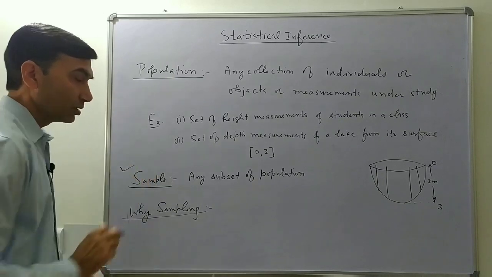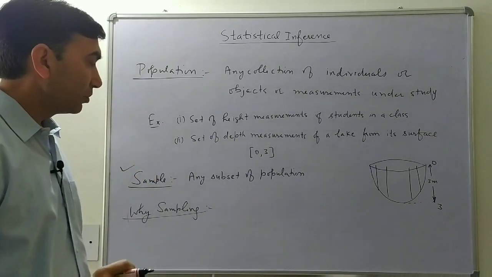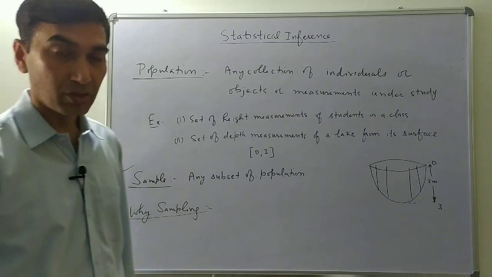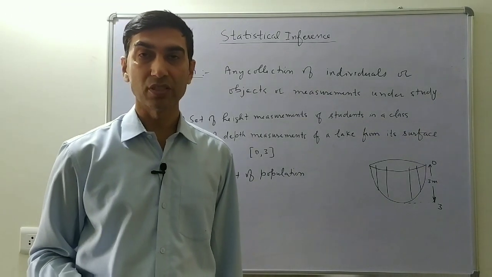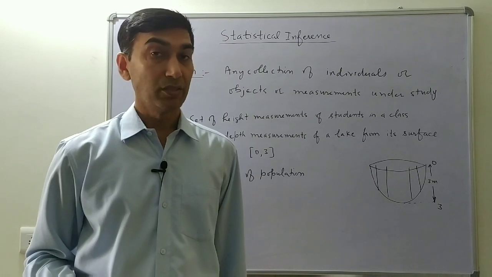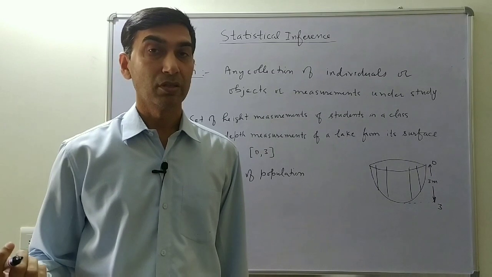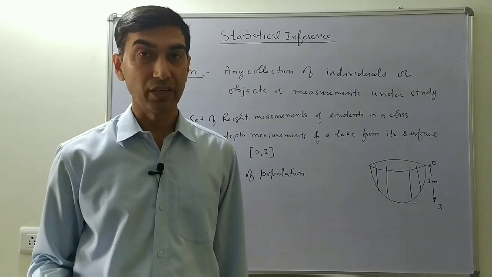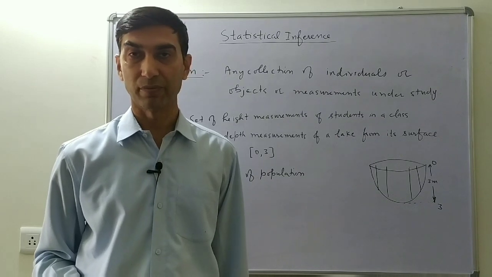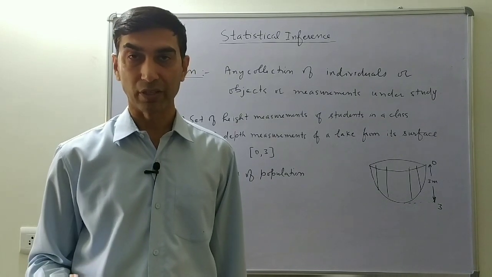Then next, what is a sample? A sample is any subset of population. But the question is, why do we need to choose a sample from population? The reason is, if the population is very large or infinite in size, we cannot deal with each and every member of the population. So we do sampling.